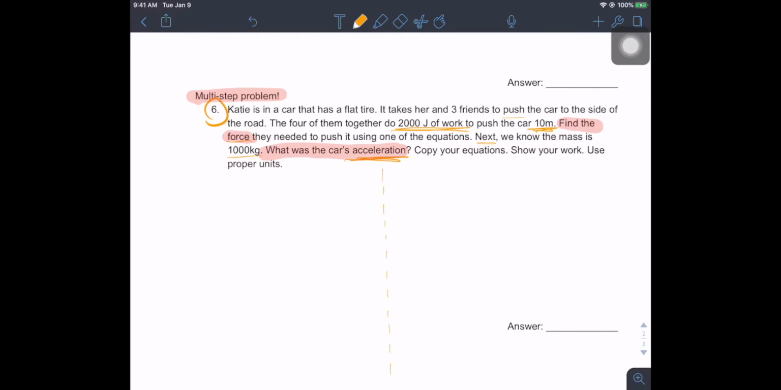The way to do this problem is to draw a little line down here. This is the most important line you'll ever draw. It's the line that you draw to break a complicated problem into pieces that you know how to manage. So this side, we're going to look for acceleration, A equals what? And then this side, we're going to look for force, F equals what?